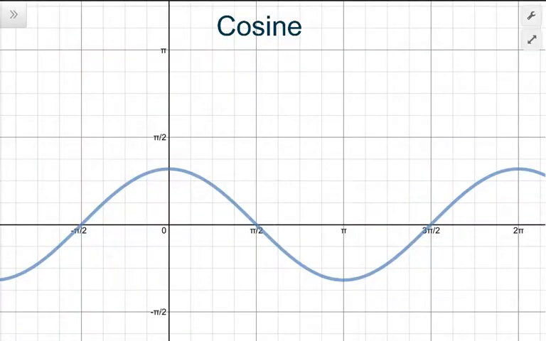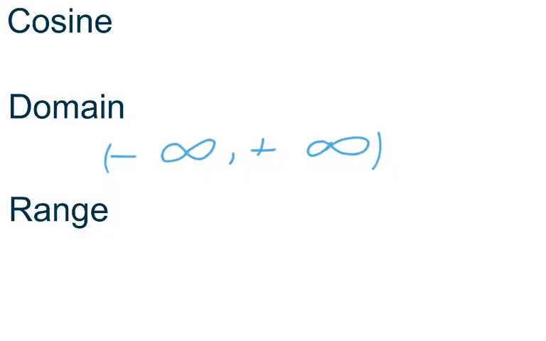Let's take a look at the graph of cosine. So I want you to notice that from left to right, our inputs go on forever in both directions. So that means that the domain of our cosine is infinite. So it's from -infinity to +infinity. And it's also really important to understand that the things that we plug into cosine are angles.